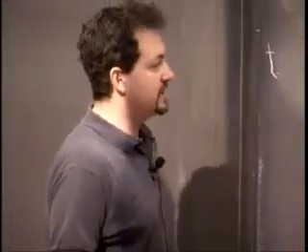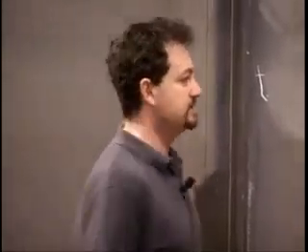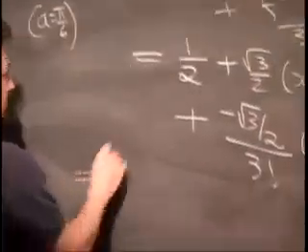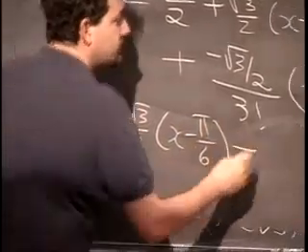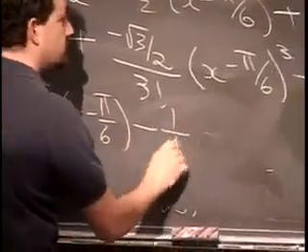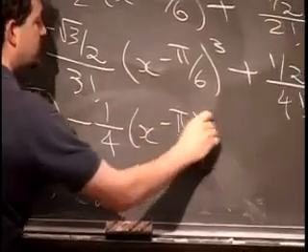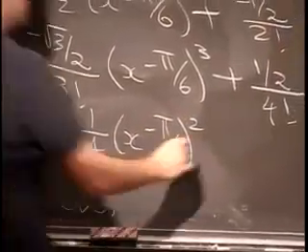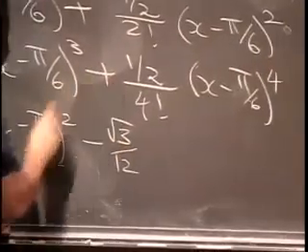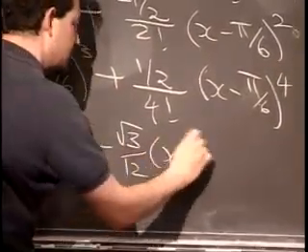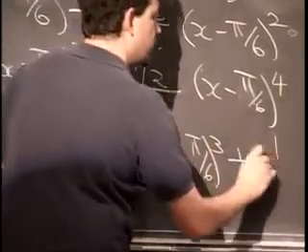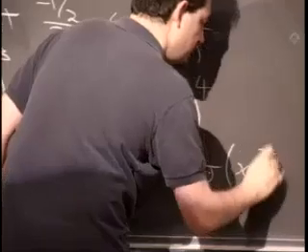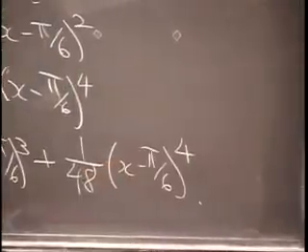So it's sort of plug and paste, but it's a much more complicated formula than just about any of these sort of things you've seen before. It's worth tidying this up a little bit. I get 1/2 plus root 3 over 2 times x minus pi over 6. 2 factorial is 2, so I get minus 1/4 times x minus pi over 6 all squared. 3 factorial is 6, so minus root 3 over 12 times x minus pi over 6 all cubed. And finally, 4 factorial is 24. So this will be 1 over 48 times x minus pi over 6 to the fourth.